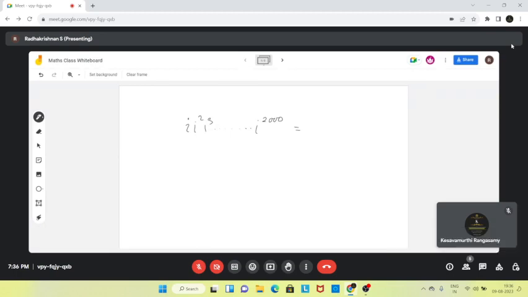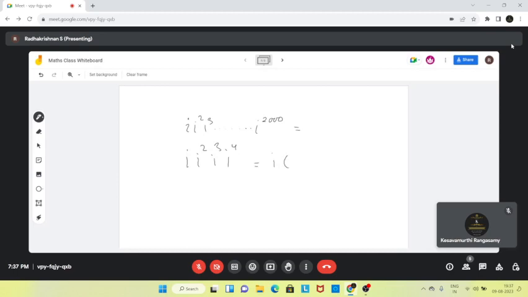Sir, i into i square into i cube into i to the power 4 equals 1, sir. Okay. i into i square into i cube into i to the power of 4. What is that? 1, sir. Is it 1?